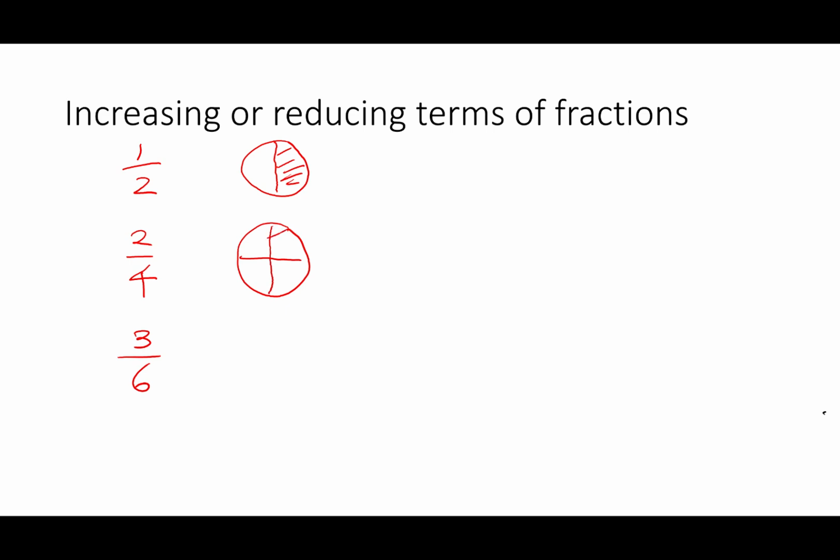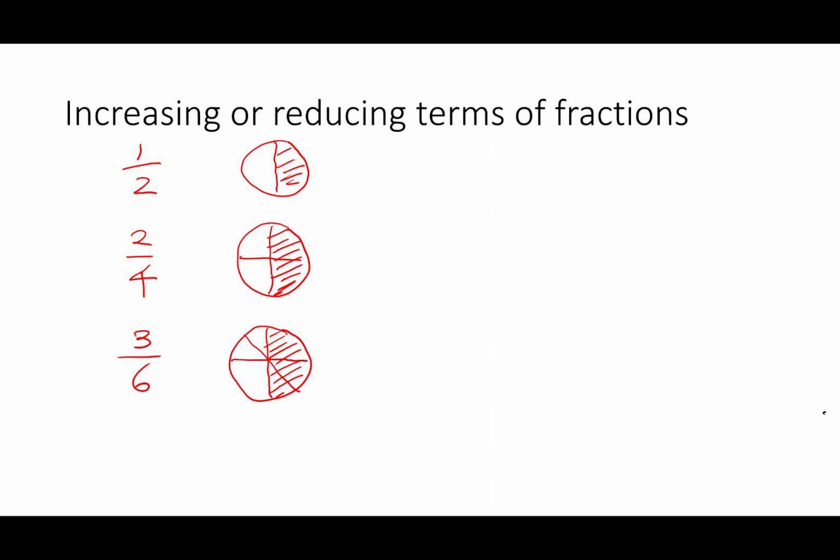Now we look at increasing and reducing the terms of fractions. So let's say we have three fractions, 1 over 2, 2 over 4, and 3 over 6. In terms of cutting the cake, this is to cut the cake into half, and this is to cut the cake into 4 equal portions, and I take 2 pieces, and this one here is equivalent to cutting the cake into 6 equal portions, and I take 3 pieces.